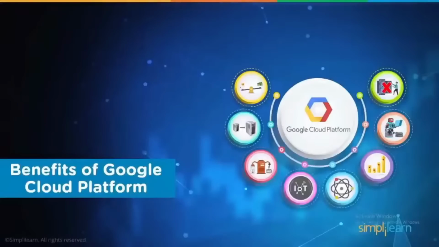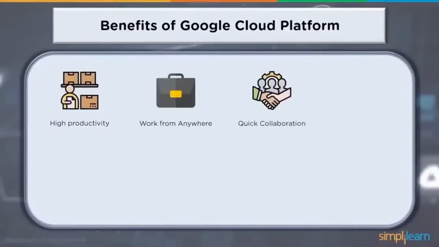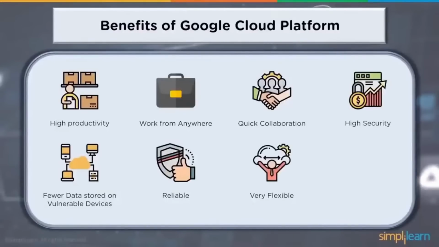Let's learn about the benefits of Google Cloud Platform, such as high productivity, working from anywhere, quick collaboration, high security, fewer data stored on vulnerable devices, reliable resources which can be used across the organization, across geographical regions, across countries, and very flexible, which allows organizations to scale up and down as the demand rises or declines, and cost-effective solutions for various use cases. These are some of the benefits.